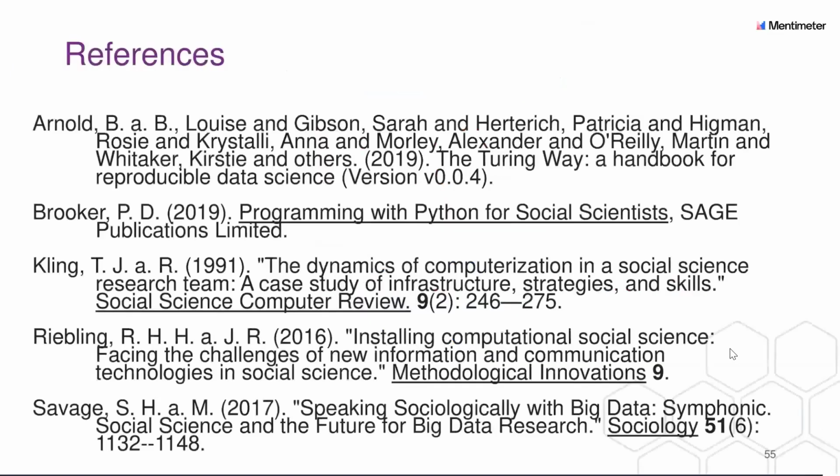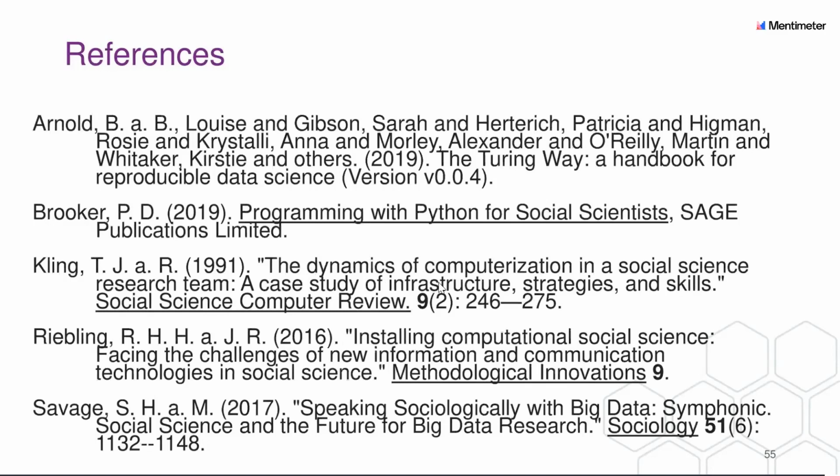I have some references here if you're interested. The Turing Way is an online book about reproducibility. Programming with Python for Social Science. This is about understanding computational thinking, but it's really geared towards social scientists. So that's a great resource.